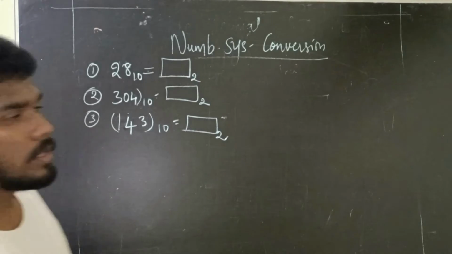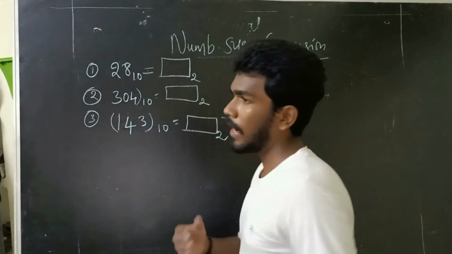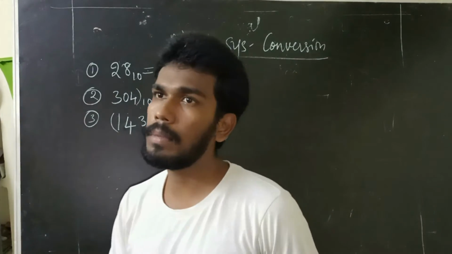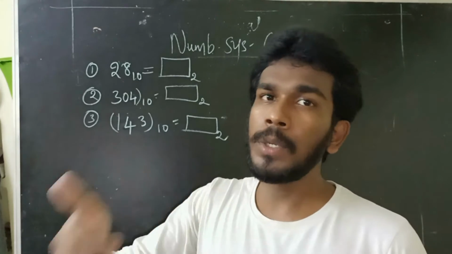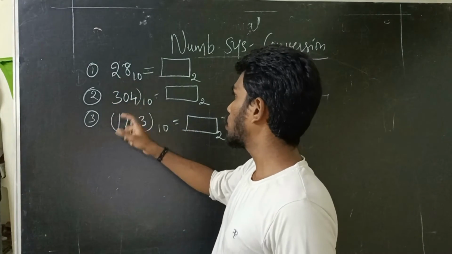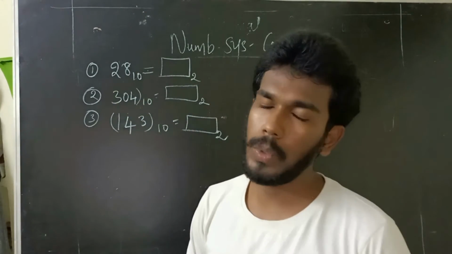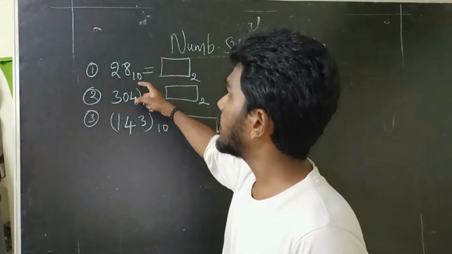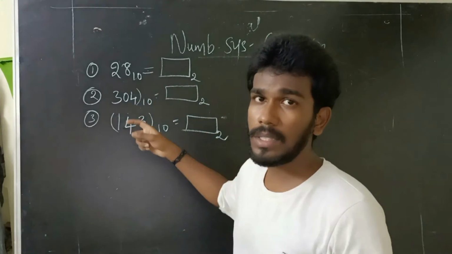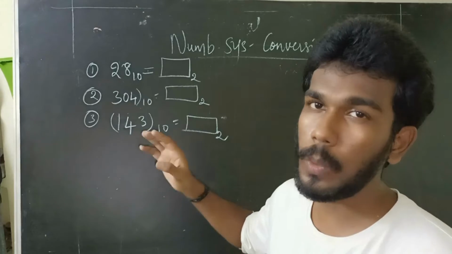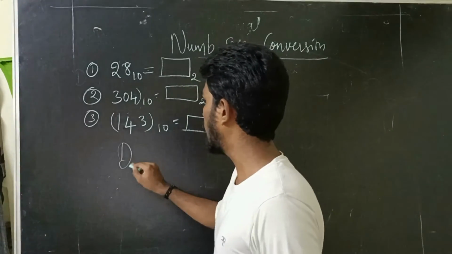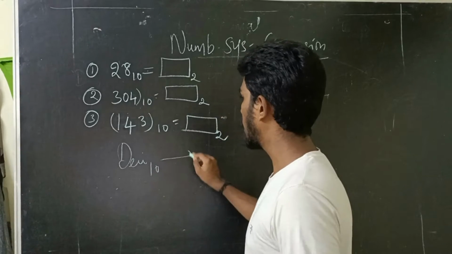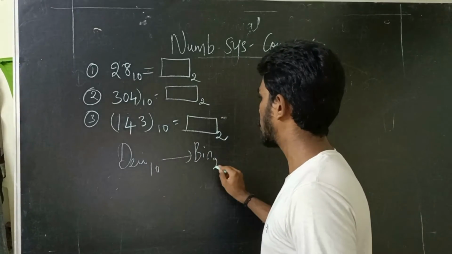In this session, I have given some decimal values. A decimal value is a number composed of digits from 0 to 9, so it is a decimal number. Decimal always has a base value of 10. We need to convert this particular decimal value into a corresponding binary value. How do we convert from decimal of base 10 to binary of base 2?